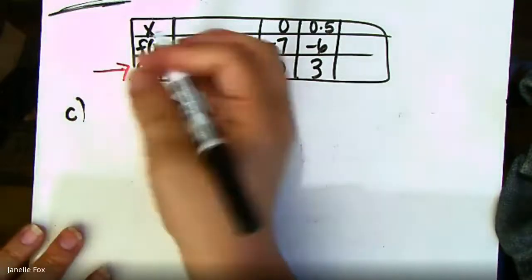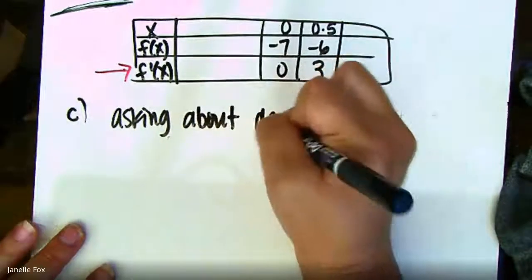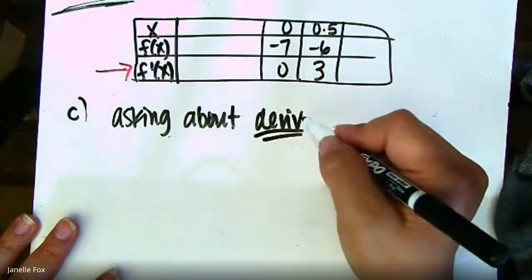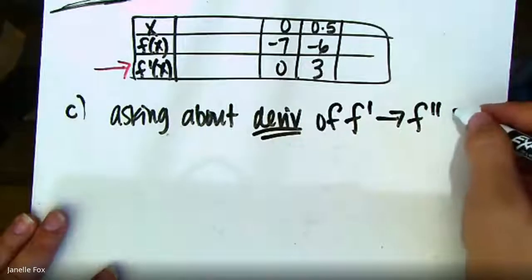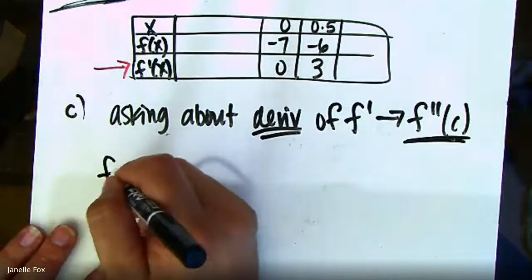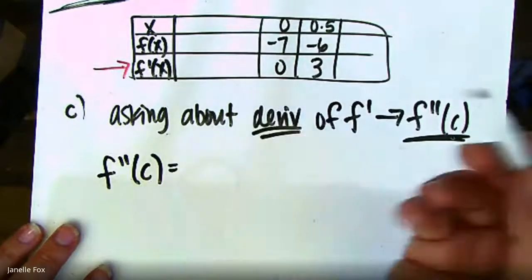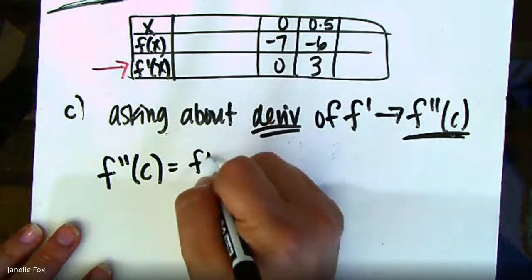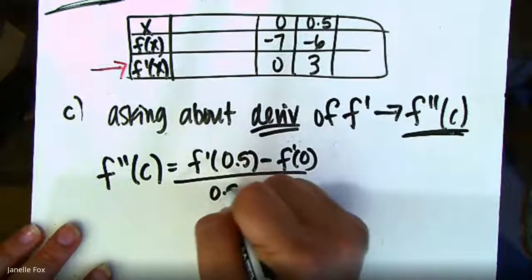What they're doing on this one is asking about a derivative. I know they're asking about the second derivative, but what they've given me in the table is up to the first derivative. So this is asking about the derivative of f prime, which is f double prime. If I set this up according to the mean value theorem, f double prime at c, which I don't know where that is, but it's between 0 and 0.5, would be f prime of 0.5 minus f prime of 0, over 0.5 minus 0.